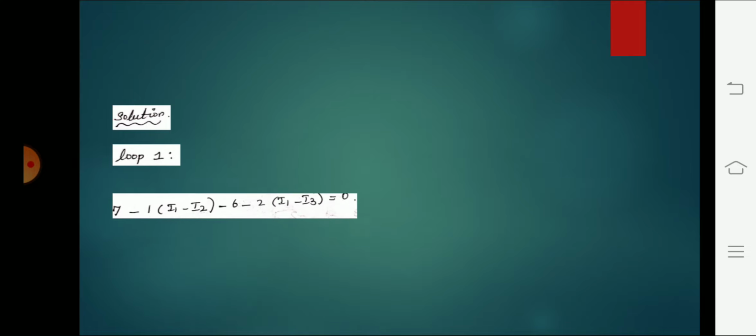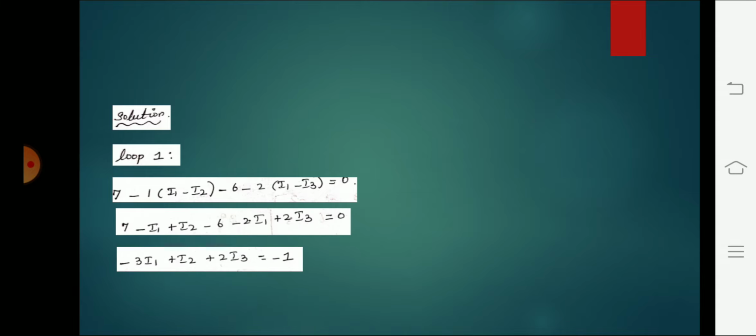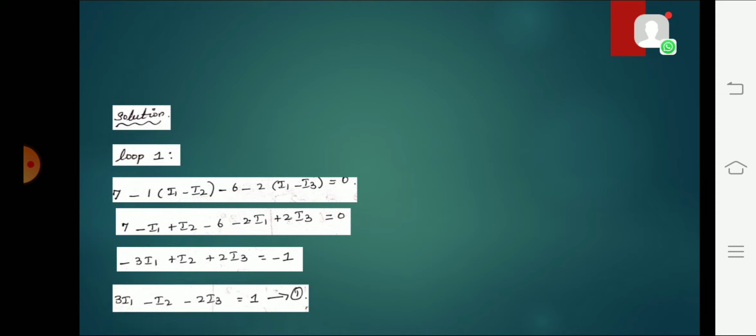Solution. The first one is loop 1. In loop 1, the current flows from negative to positive of the 7 volt source, so we put positive 7. The 1 ohm resistor is common to I1 and I2, so we put I1 minus I2. The current flows from positive to negative through the 6 volt source, so minus 6. The 2 ohm resistor is common to loop 1 and loop 3, so we put I1 minus I3. We solve the equation and get 3 I1 minus I2 minus 2 I3 equals 1.